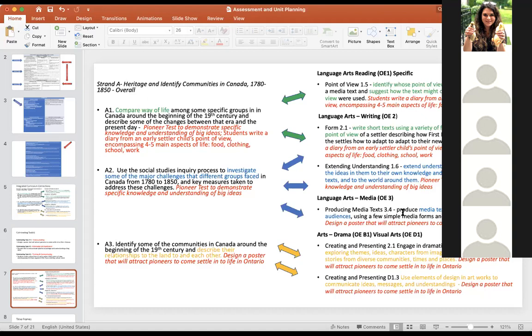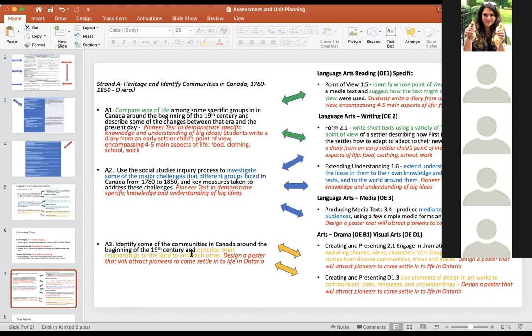where they're producing the media text for specific purposes. I want them to design a poster. So they may get the information for the poster from learning this expectation here. And then the how-to is from here. So they design a poster. I've already taught them how to do that. And down here as well, there should be another arrow to down here, the creating and presenting, because I'm going to get them to do a gallery walk in the end probably.